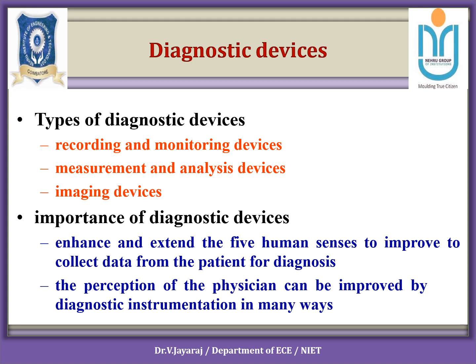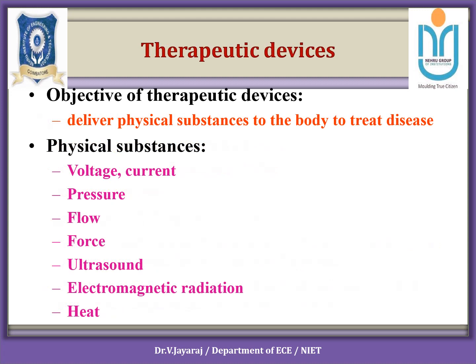Then imaging devices: CT scan, MRI scan, ultrasound scan. These are used for diagnostic purposes, that is, to find what type of diseases are present inside our body, and for monitoring the signals. Then based on this, the doctors will use therapeutic instruments or devices.